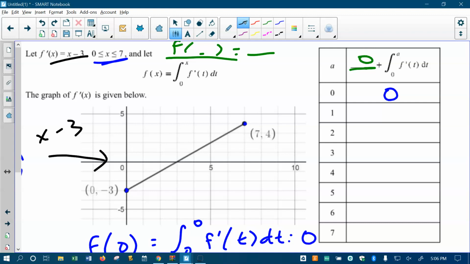So we found f of 0. That's a point on the original graph. Let's go and find some more. We're going to fill in this table of 1, 2, 3, 4, 5, 6, and 7, and we are going to accumulate the area between f prime and the x-axis.